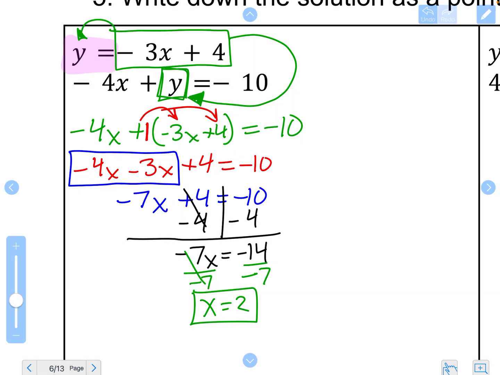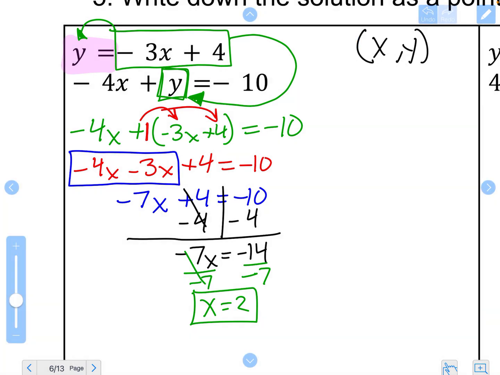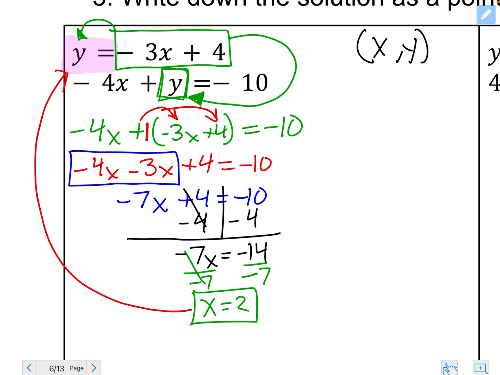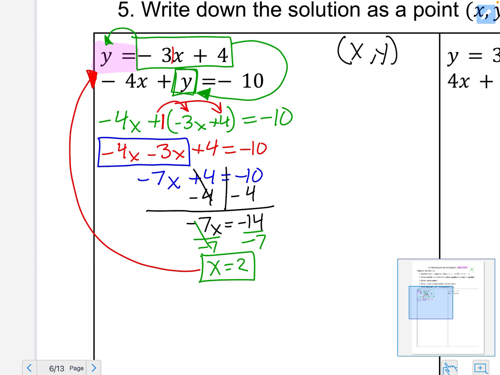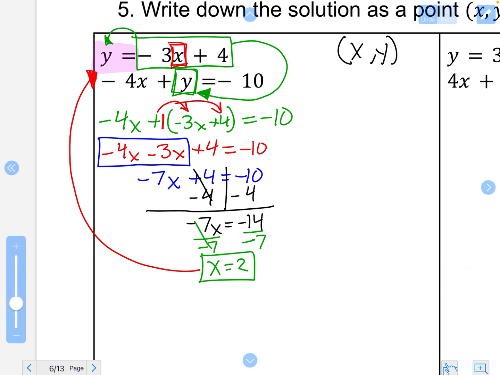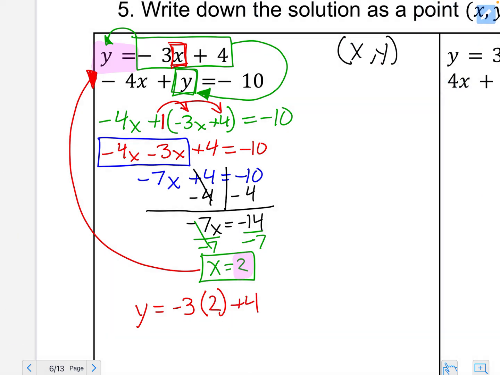So once I have x, I need y. Because remember, our solutions we write as x comma y. So once I find x, I'm not done. I'm going to have to substitute this x equals 2 into that first equation. So I'm going to put a box around the x because that's what my problem equals. So y equals negative 3. When I hit that box, I'm going to put parentheses equals 2 because, again, I would highlight everything after the equal sign, and then I'll write the rest of the equation.